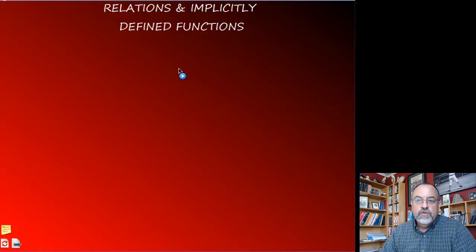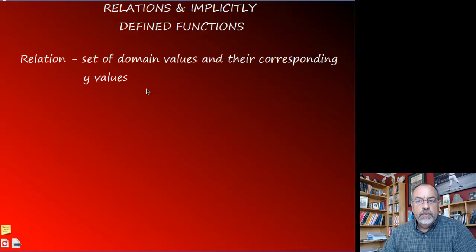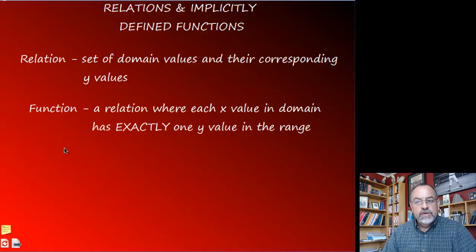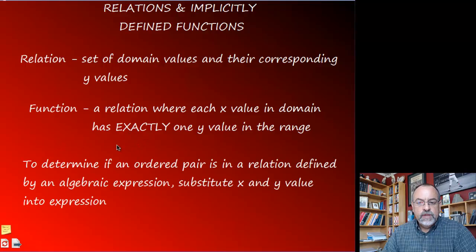Chapter 1, Lesson 4, we're going to look at some relations and implicitly defined functions. You remember a relation is simply a set of domain values and the corresponding y values. And a function is a relation where each element in the domain has exactly one range value that goes with it. Now, to determine if an ordered pair is part of a relation, it's simply a matter of substituting in the x value and determining if the y value is produced using the function rule that's given to you.